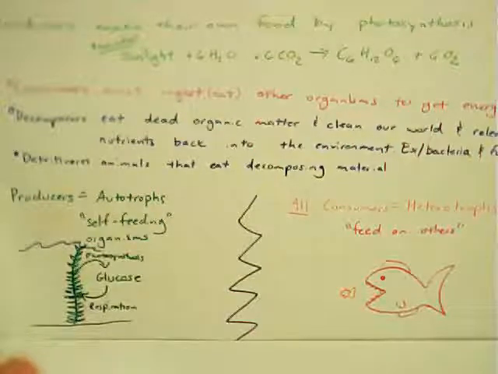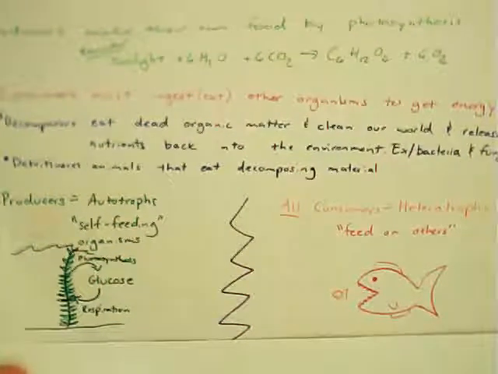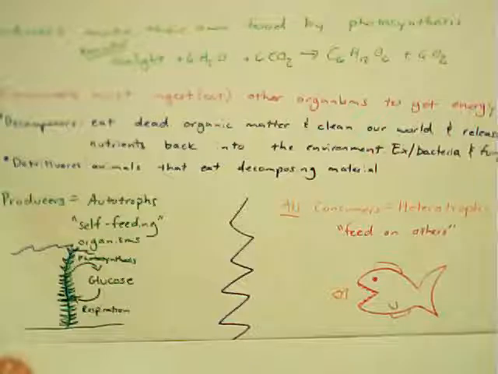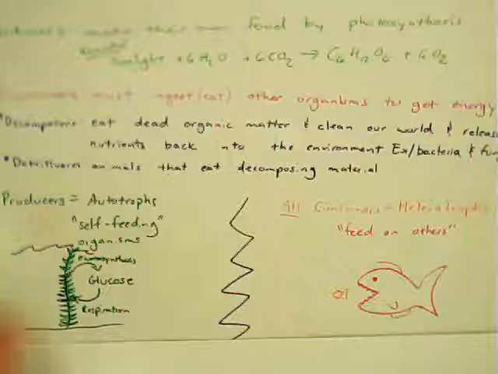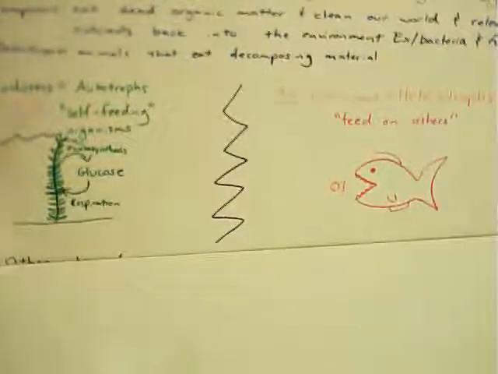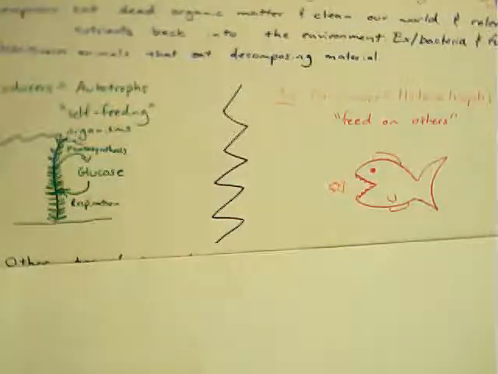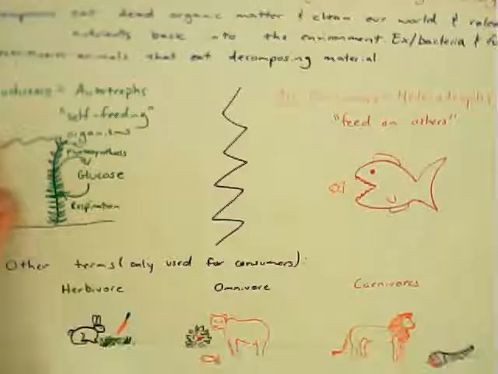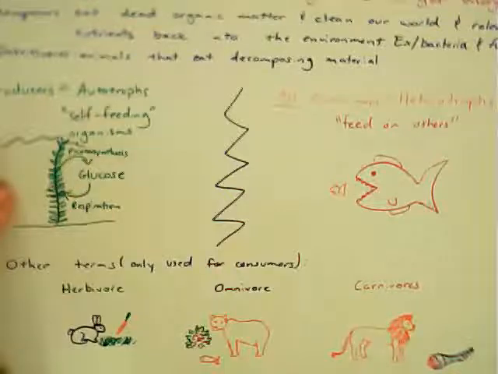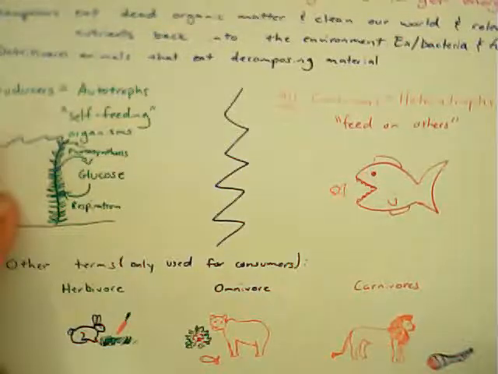Then on the other side, we've got heterotrophs. So heterotrophs feed on others. So they have to eat other stuff in order to survive. And then I just drew a fish eating another little fish. Okay. So then there are 3 more commonly used terms. So if we look at autotrophs, these are our common terms. So we have an herbivore, an omnivore, and a carnivore.